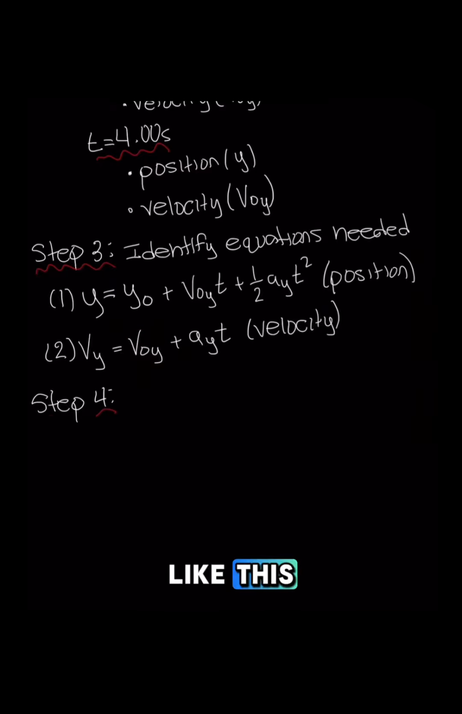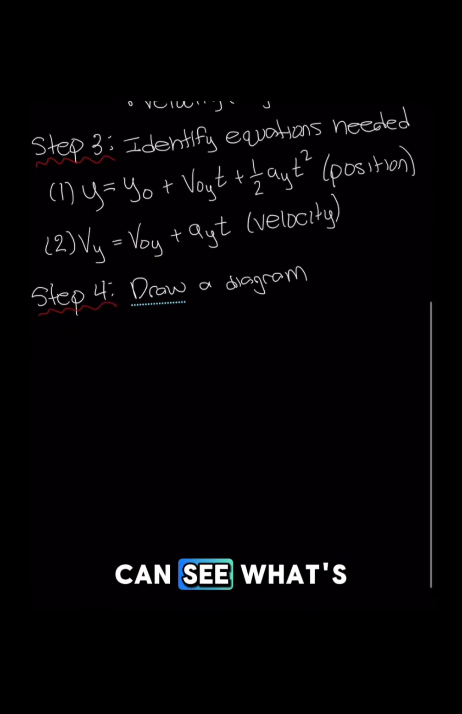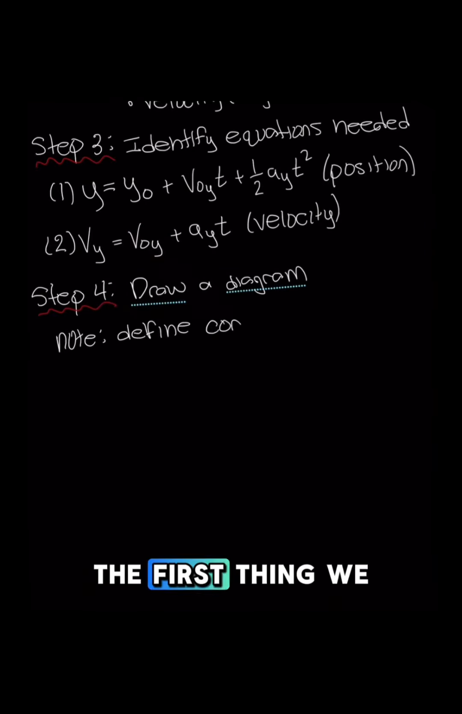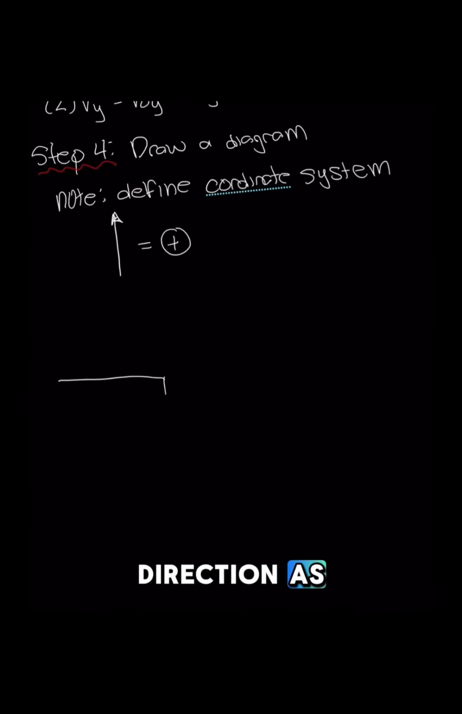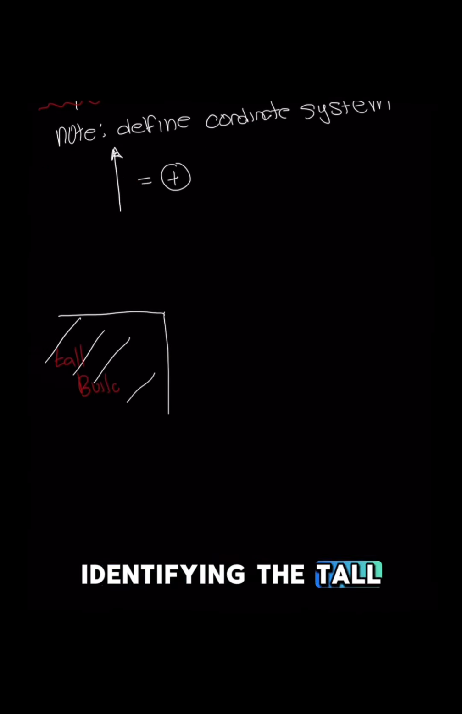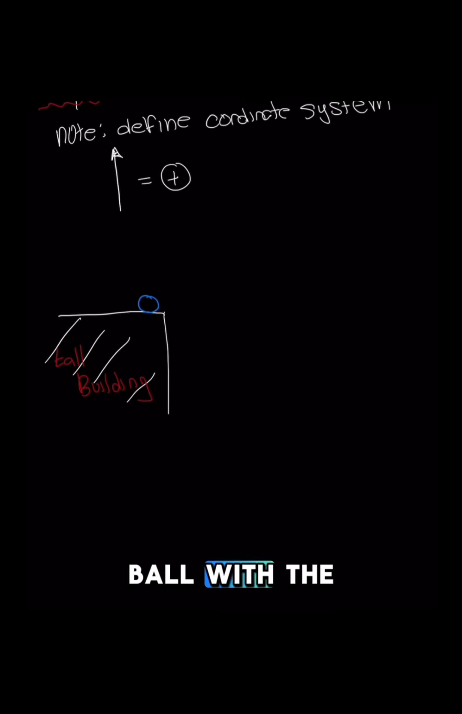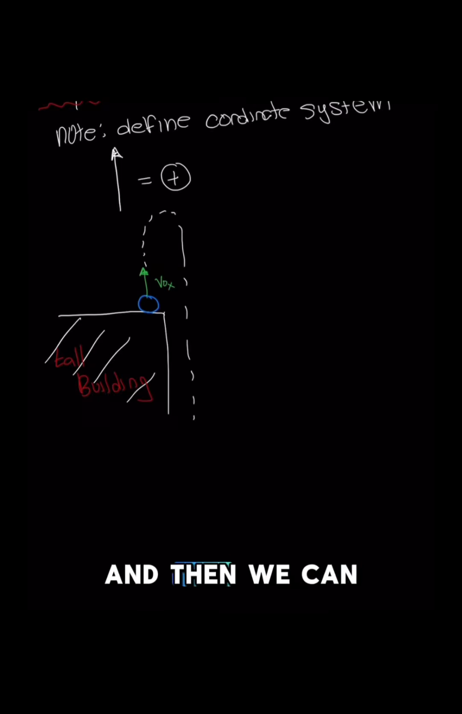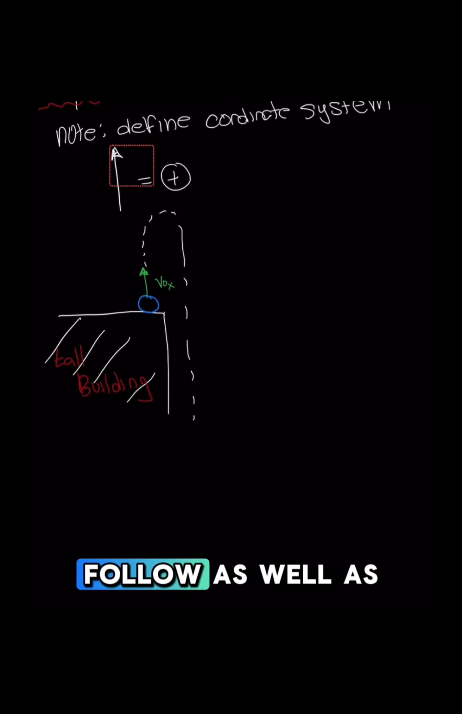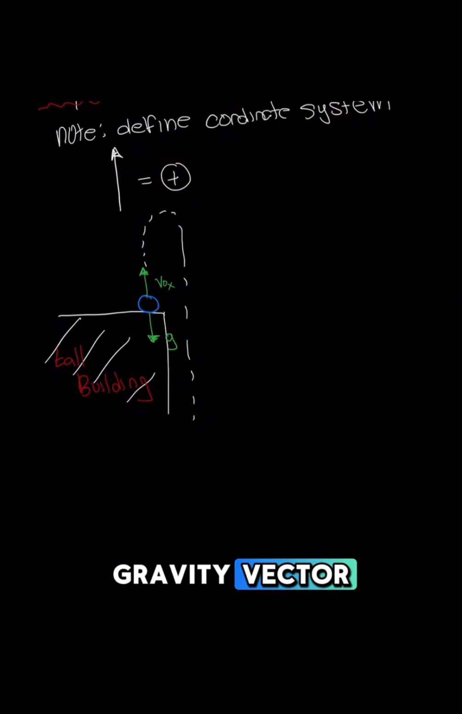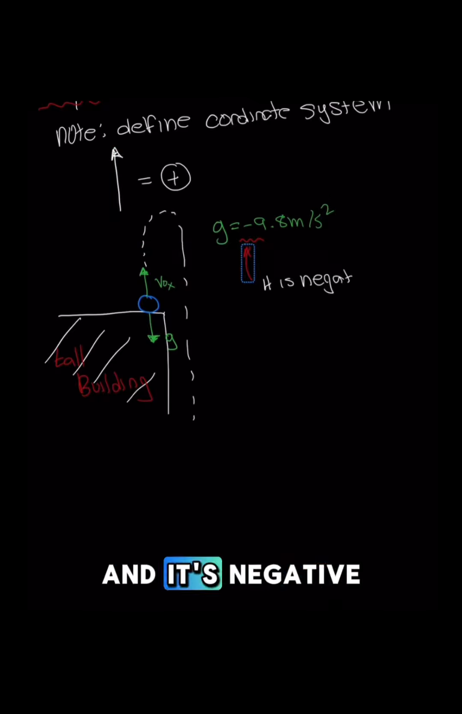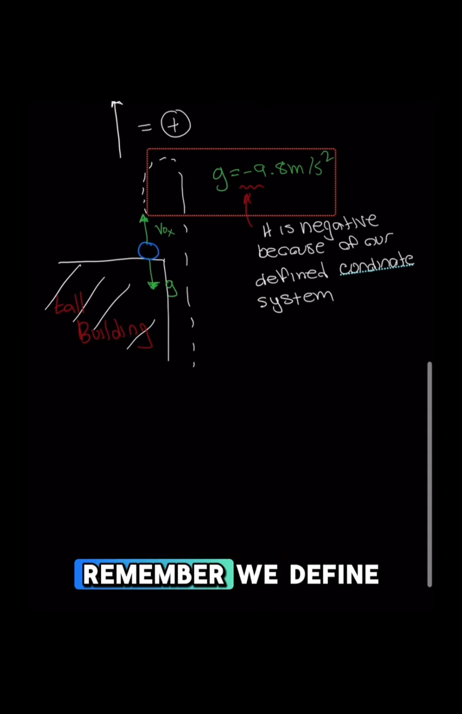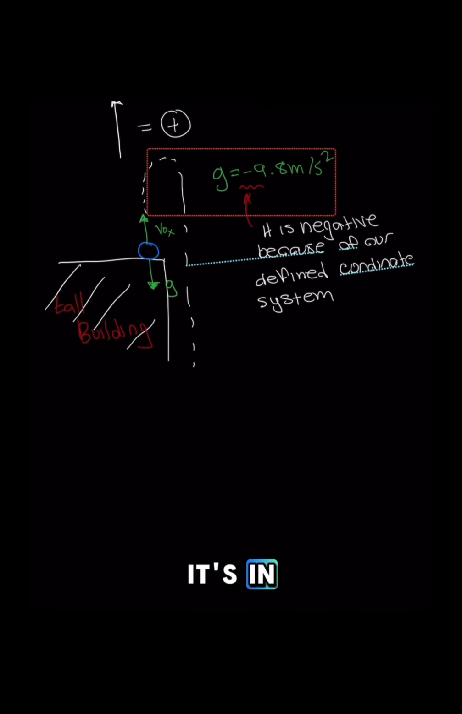In a question like this, it's really important to draw a diagram so we can see what's going on. And I just want to note the first thing we should do is to define a coordinate system. So we're going to define the up direction as positive. And so we can start by identifying the tall building here, then drawing the ball with the initial velocity vector pointing up, and then we can draw the general motion the ball is going to follow, as well as the gravity vector, noting that gravity is going to be equal to negative 9.8 meters per second squared. And it's negative because of our defined coordinate system. Remember, we defined up as positive, so it's in the opposite direction.